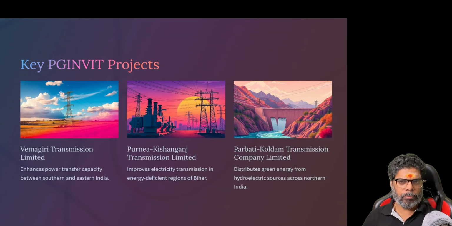Okay, so the major projects are Vemagiri Transmission Limited, Purnia Krishnaganj Transmission Limited, and Parbati Koldam Transmission Company Limited. These are 3 major projects they are handling. Vemagiri Transmission is based on the transmission lines connecting the southern and eastern parts of India. Purnia Krishnaganj Transmission Limited improves electricity transmission mainly in Bihar, where the energy deficit is very high. So this particular project takes care of the Bihar area.